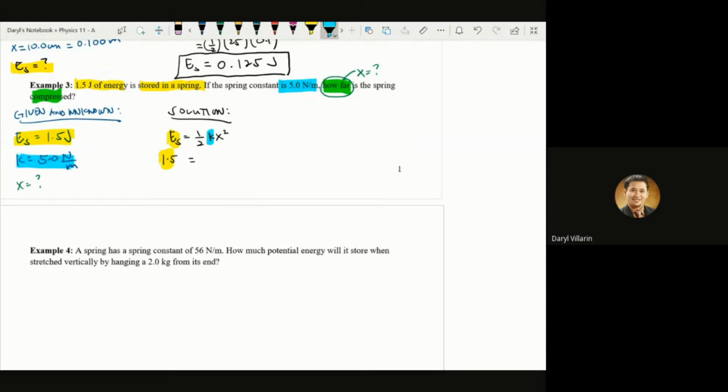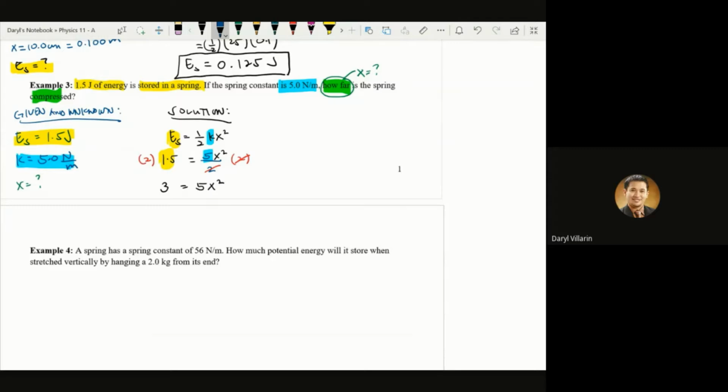And then the value of K is 5. So my K, that would be 5. And then x squared, I don't know that one, over 2. So I can multiply 2 on both sides. The purpose of that is that I want to get rid of my denominator 2. So this is 3 is equal to 5x squared.